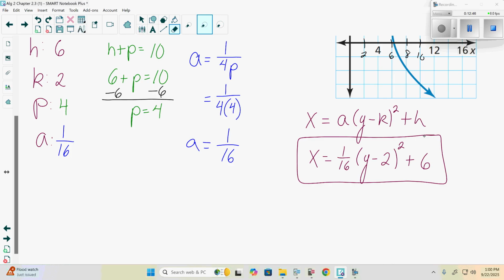Questions on this here? So the big thing with this is finding these values of h, k, p, and a, plugging them back into their corresponding spots, and we get the equation. Same thing is true if we went the other direction. If we're finding the vertex, axis of symmetry, focus, directions, we're finding these 4 values and plugging them back in their spots and simplifying where needed.